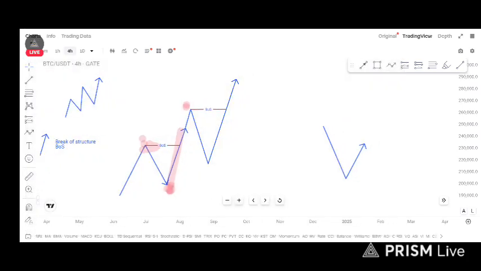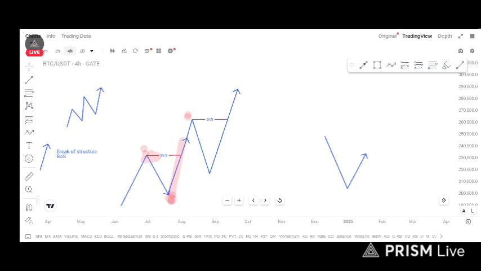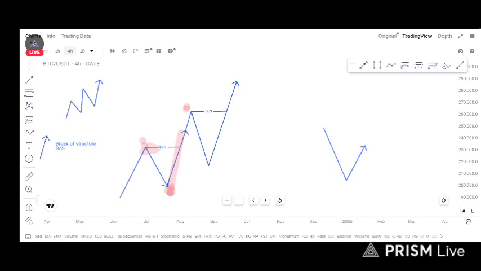We have confirmed what? That we are now in an uptrend. Very simple. So what are we going to be expecting? What are we going to do now? We are going to say, okay, since we have broken this structure, that means we have gotten our high and our low, and now we have gotten our higher high and our higher low. That means market is now in an uptrend.